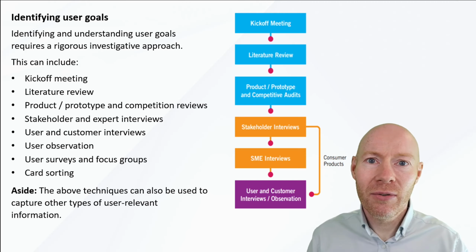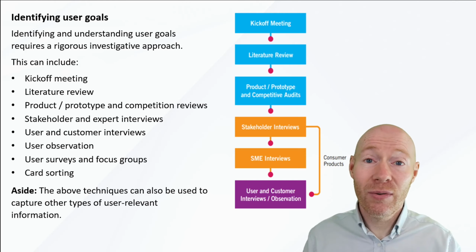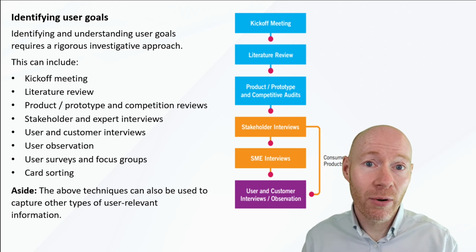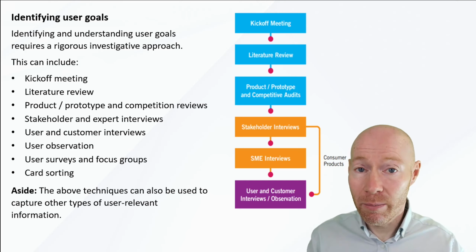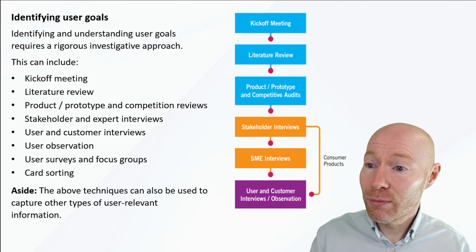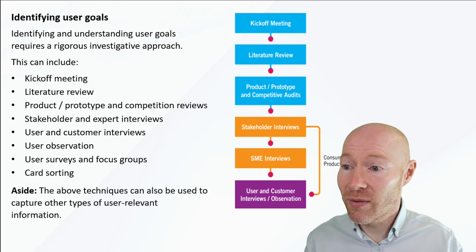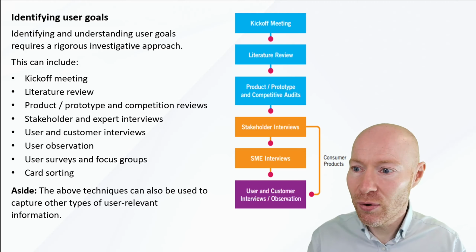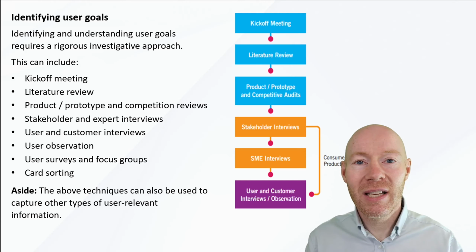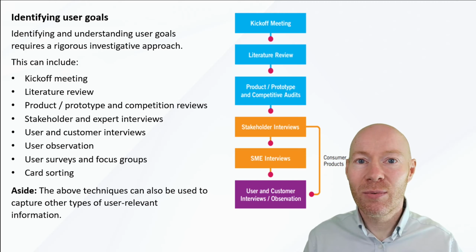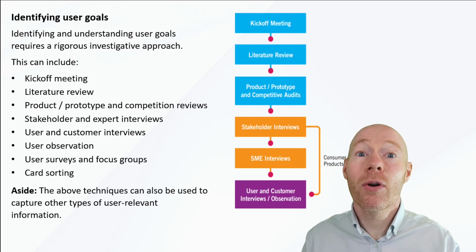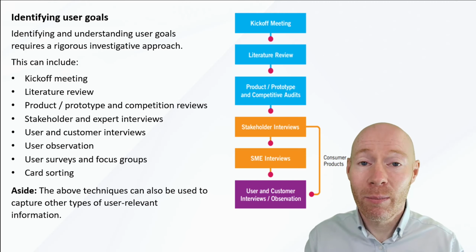Importantly, they also let us understand some of the other types of goals, be they technical, customer or business goals that are important in terms of the bigger picture. We can use user and customer interviews, user observation, user surveys, focus groups, and card sorting. These are all activities we can do with our users, and through those activities we can get a good understanding of what goals our users are employing.